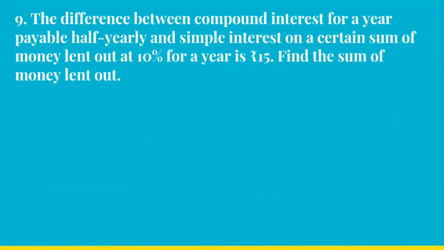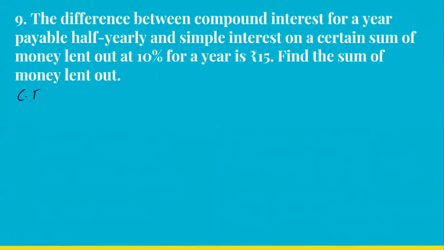So the difference between compound interest for a year payable half yearly and the simple interest on a certain sum of money lent out at 10% for a year is rupees 15. Find the sum of money lent out. Okay. So here what is given to you, that compound interest and simple interest, the difference is given. So let us first find the compound interest.